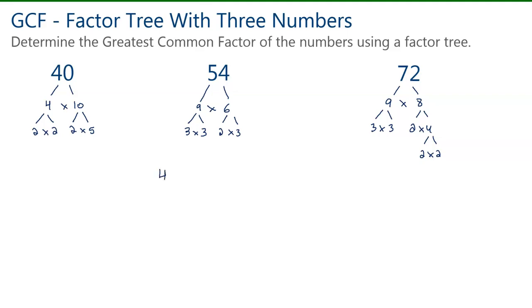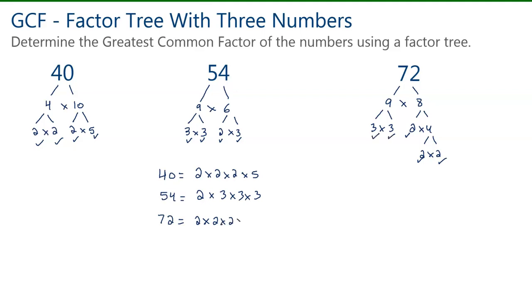So now we can summarize that 40 can be written as three 2's, so 2 times 2 times 2, and there's one 5, so times 5. 54 can be written as 2, because there's one 2, and there are three 3's, so that means times 3 and one more 3. The 72 can be factored as three 2's and two 3's. So there are our prime factorizations.